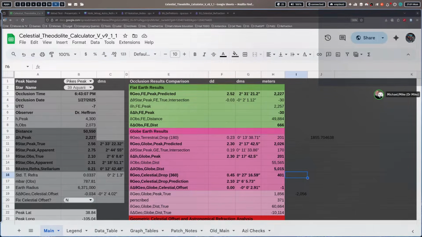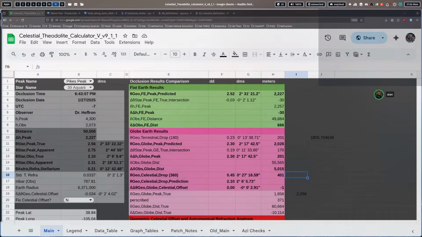And that's how I knew that we got all the rest of the numbers right. And that turns out to be true for every star, every peak. Every star is different for every peak. Every occlusion or emergence has its own unique number. That unique delta H, the difference between what was predicted and what was observed, is identical regardless of whether you're trying to calculate the flat Earth rise or the globe Earth rise.